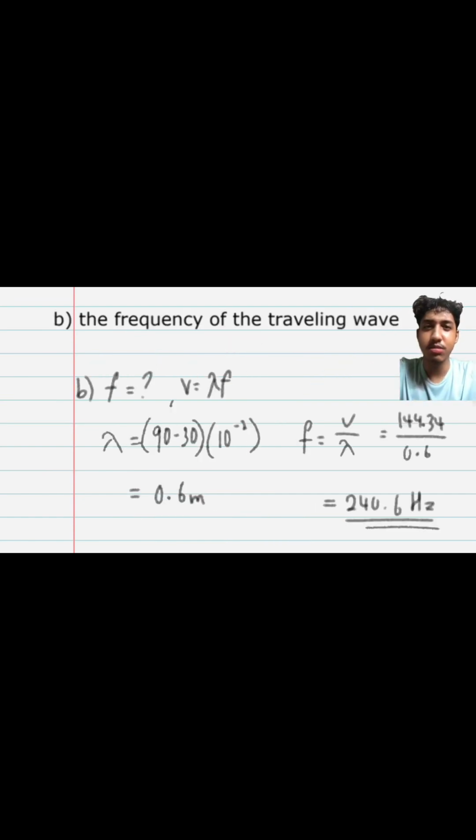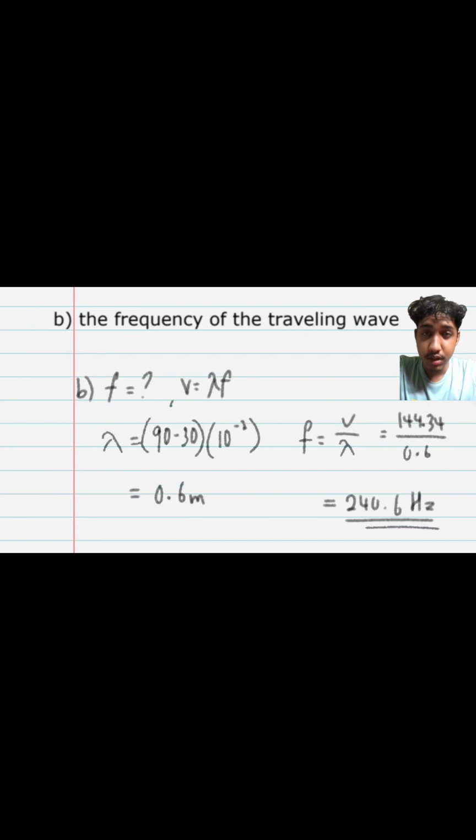Bismillahirrahmanirrahim. Assalamualaikum warahmatullahi wabarakatuh. My name is Izra bin Muhammad Zaini with the matrix number 221664, and I will be explaining part B for question 1. Now, the question asks us what is the frequency of the travelling wave.